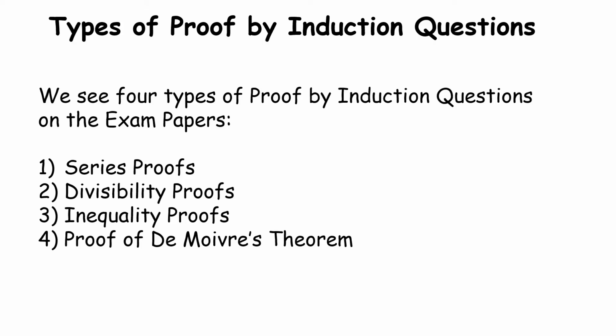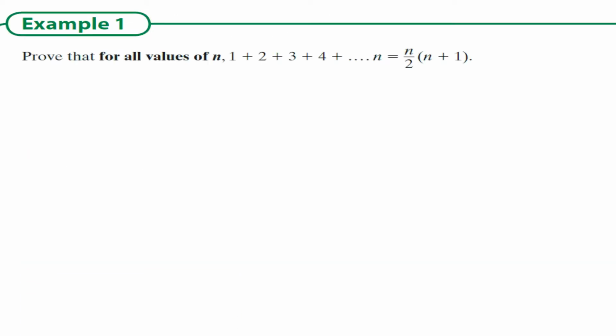So the first one we're going to look at is our series proofs. Our first example: prove that for all values of n, 1 plus 2 plus 3 plus 4, all the way up to n, is equal to n divided by 2, times n plus 1. So let's follow our steps that you've hopefully taken down already. We start off with our proposition, Pn.